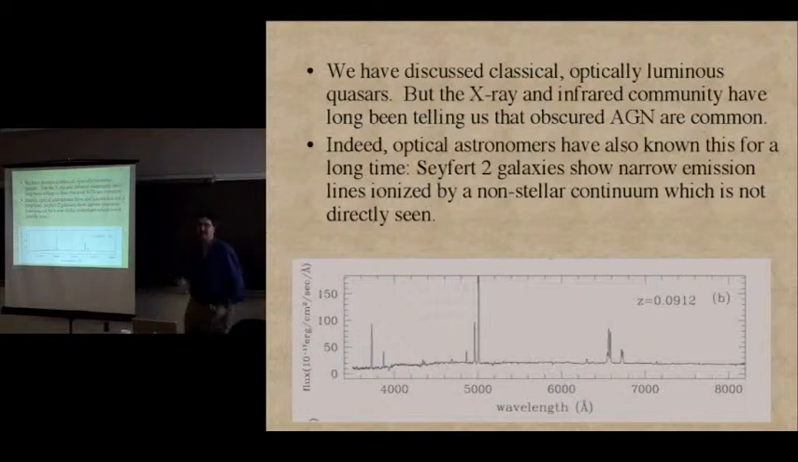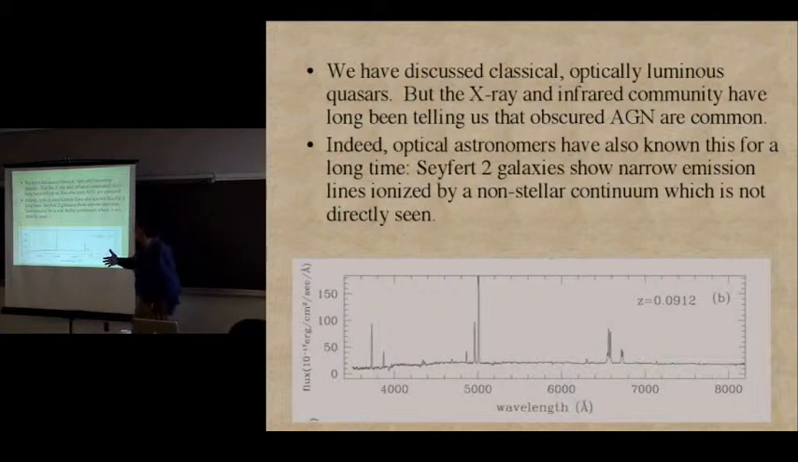So after hearing this just once too often, we decided we had to do something about that and go out and show them that we know how to find obscured quasars as well. So in fact, optical astronomers have known this for a long time. What we call Seyfert galaxies, which is an old-fashioned way to say low luminosity quasar, we know that they come in two types. Astronomers love to divide things into types, type 1 and type 2. Whenever possible, we divide them up.